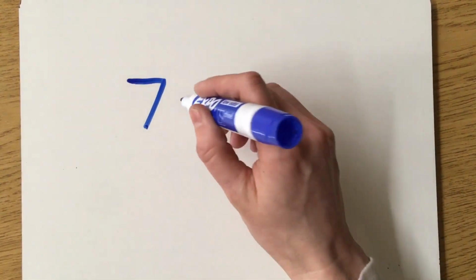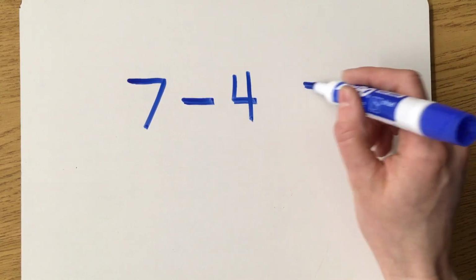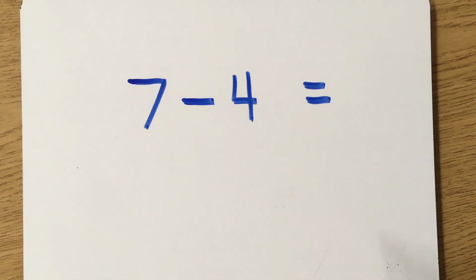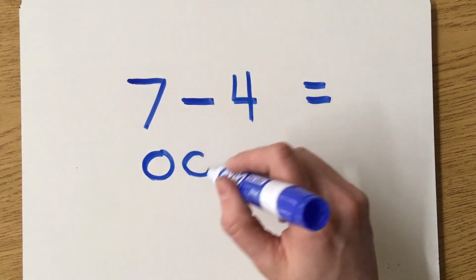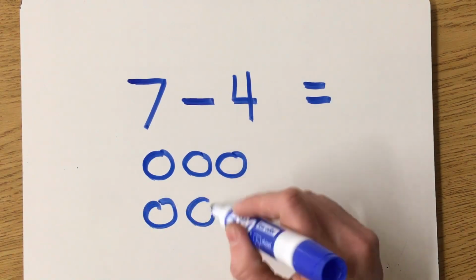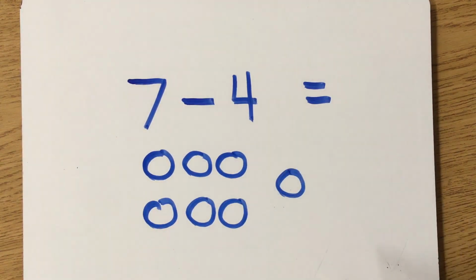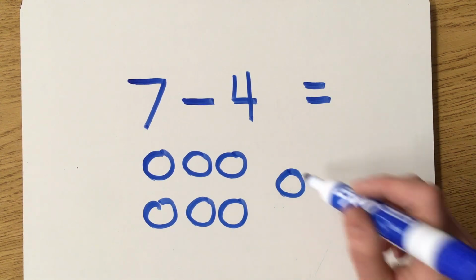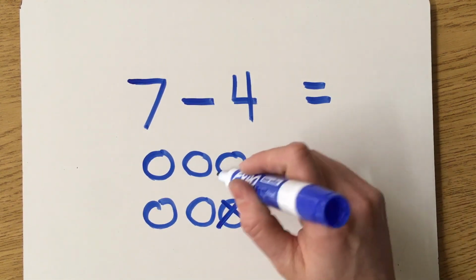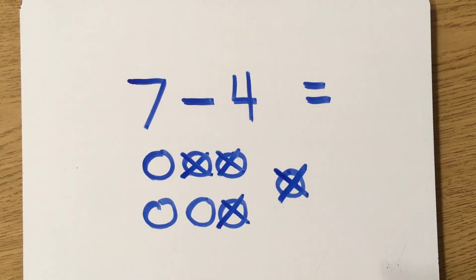Try another example. 7 minus 4. Draw a picture to help you. Draw a picture of 7 circles. Now take away 4. Determine how many circles you still have left.